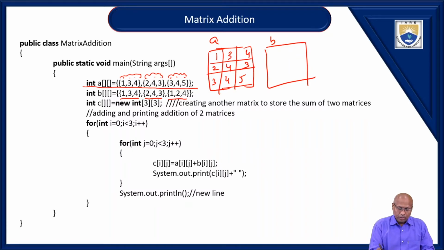Here also first row 1, 3, 4. Second row 2, 4, 3. Third row 1, 2, 4. So my two matrices are initialized. Then the resultant matrix is C. The resultant matrix is C, so the sum of these two you have to put in C.